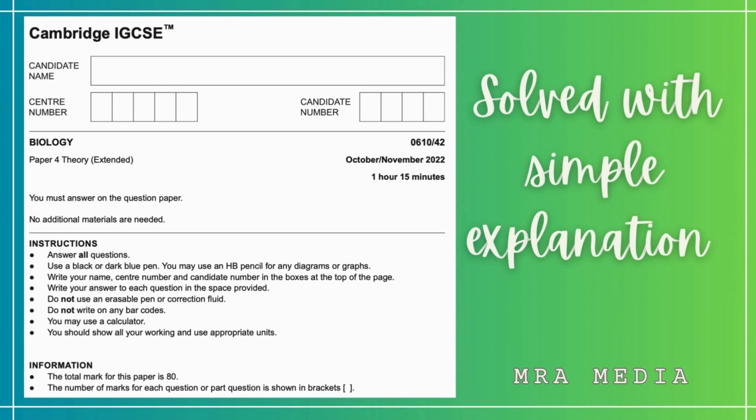Today we'll be discussing Cambridge IGCSE 0610 Paper 4, Variant 2, from the October-November 2022 session. I will be explaining the answers in order to clarify the question and not just answer from the mark scheme.